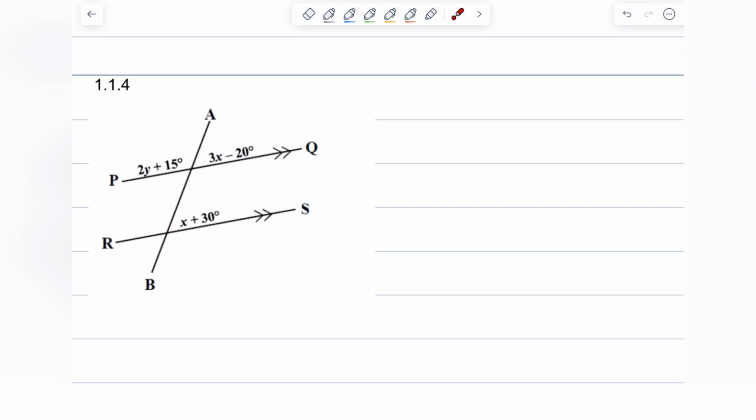And we need to, of course, note that there are two different variables included in this diagram. So we need to solve for them both. And they cannot be solved at the same time. So we're going to have to do them separately. We just need to decide which one we are going to go for first.